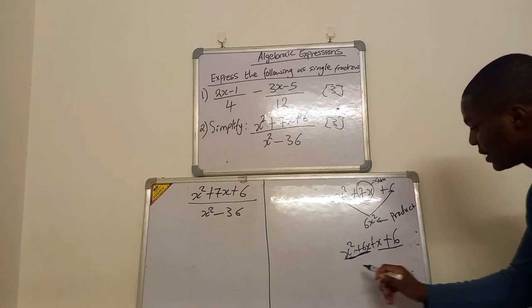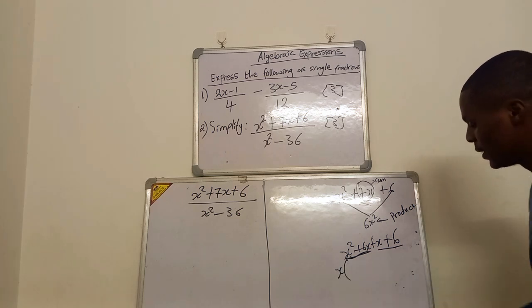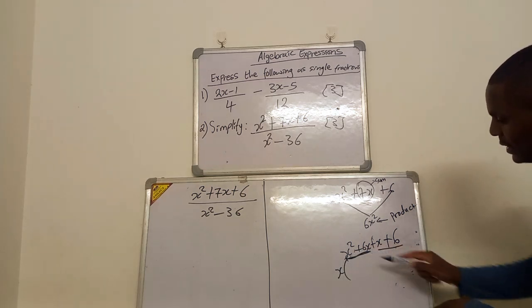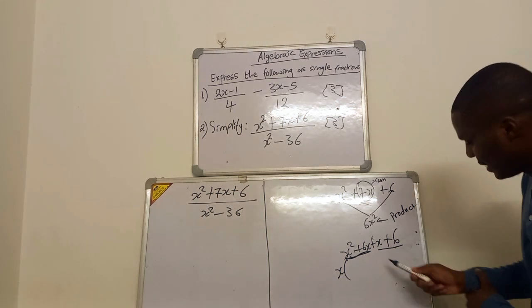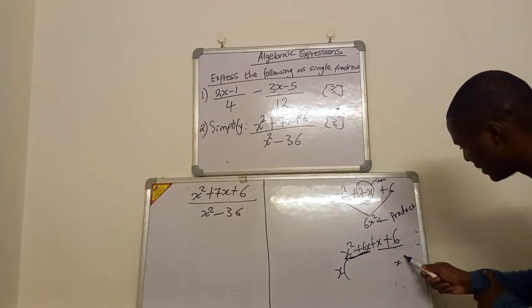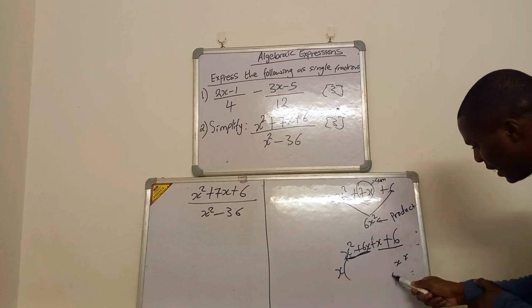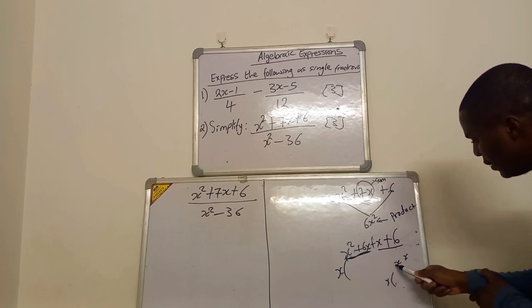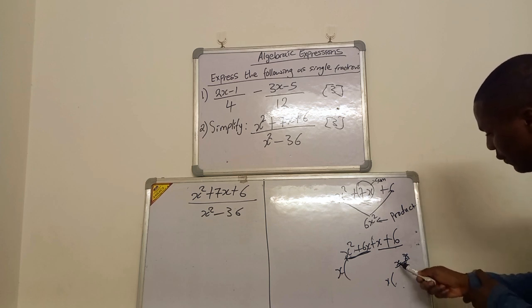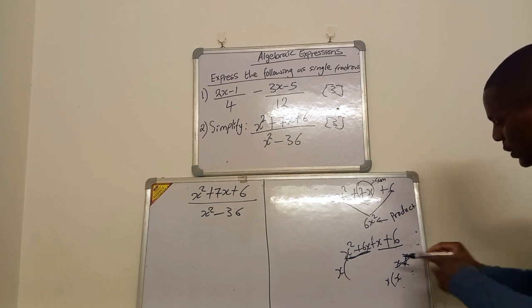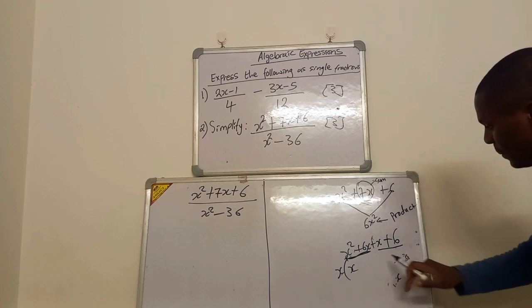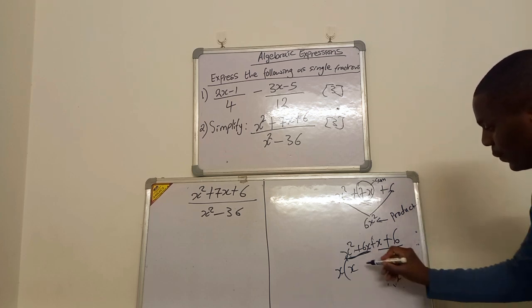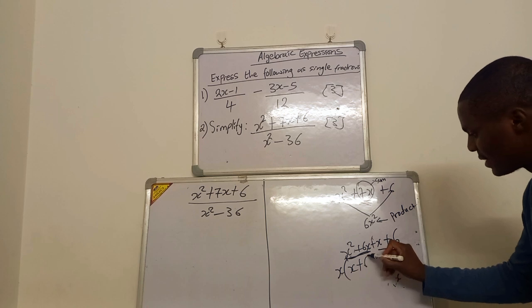So now let me factor out x. If I factor out x here, it means I'm putting x outside. If I divide x squared by x, it means I have 1 x. So if I factor out x, I will divide with x, right? Which means I'm going to have x in this bracket. So in this bracket we have x. Then here the other x will go, so it will be plus 6.